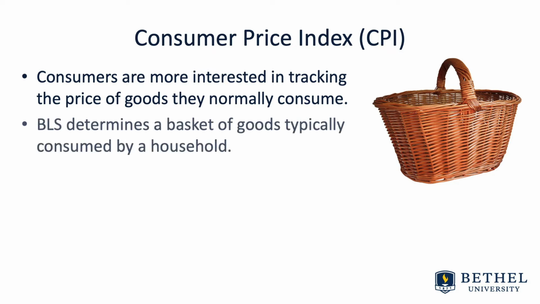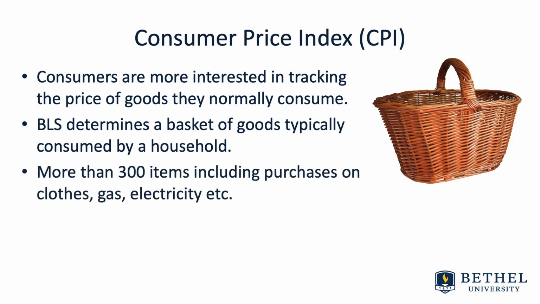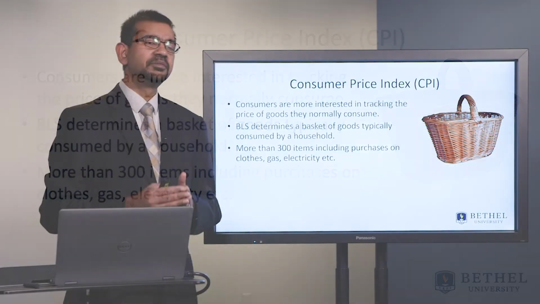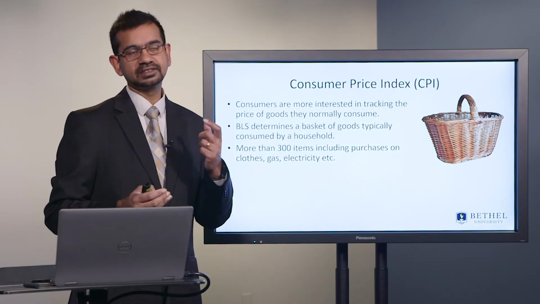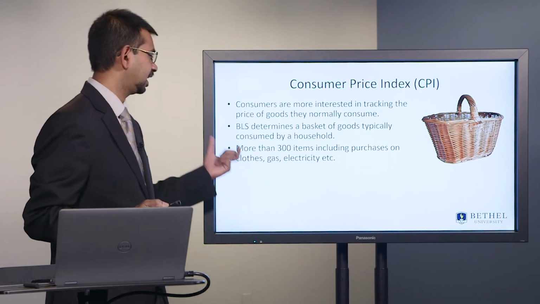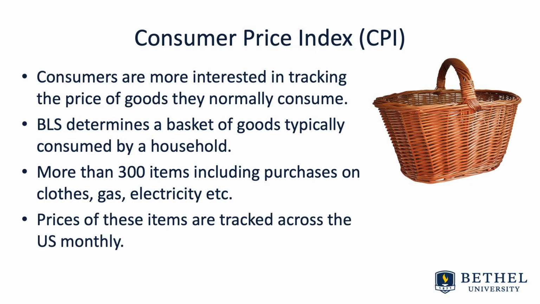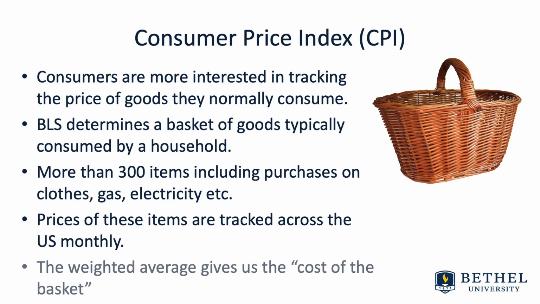To come up with this, the BLS, or the Bureau of Labor Statistics, determines a basket of goods which a typical consumer might be consuming. This basket includes more than 300 items. The BLS then conducts surveys across the country to track the price of these items. These items include things like gas, electricity, clothes, etc. And the price of these items is surveyed and tracked every month across the country. The weighted average of these prices gives us the cost of the basket.